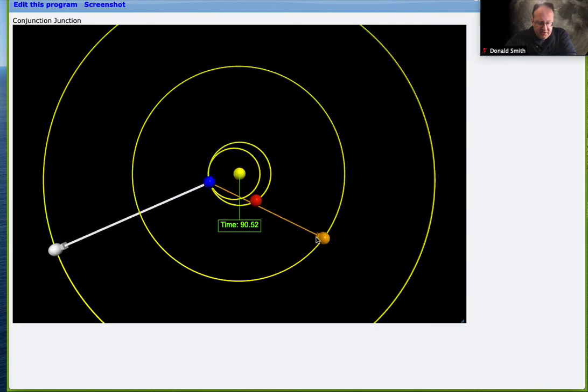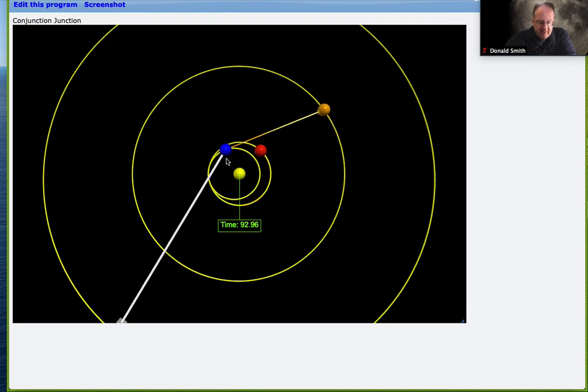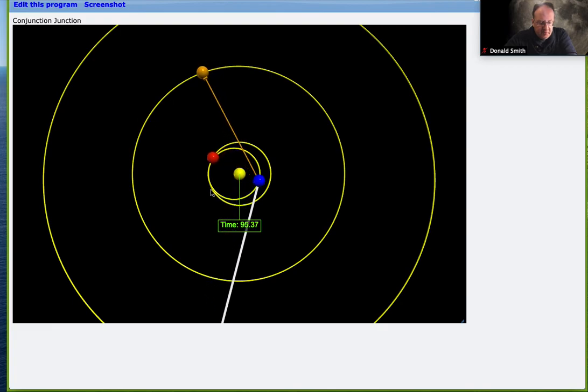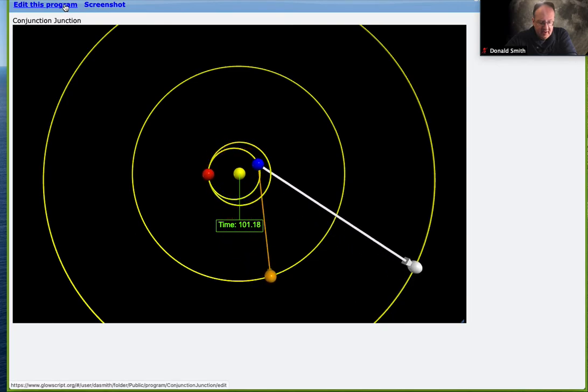But when Jupiter is over here, it's going to pull the sun in that direction, and so the sun and Jupiter are kind of doing a dance around each other. We still haven't hit Mars, and we've gone around almost 100 times. So the lesson there is that if you actually want to get to another planet, you have to time your launch very carefully.